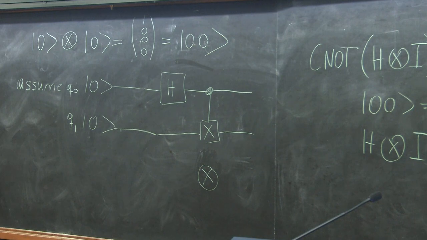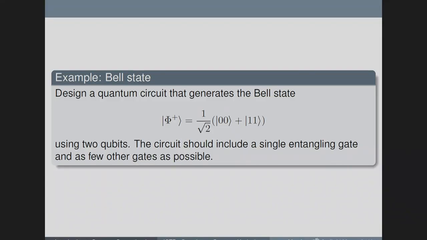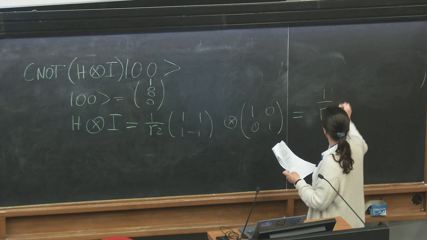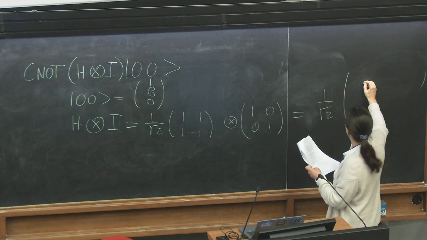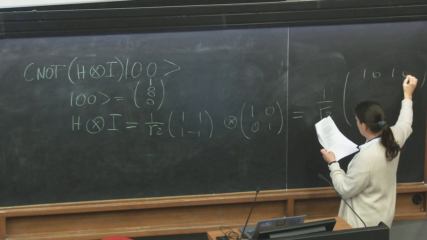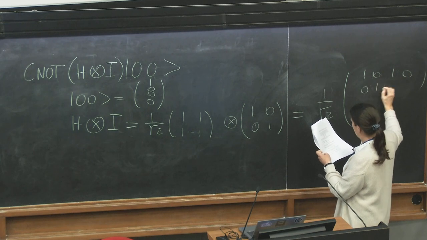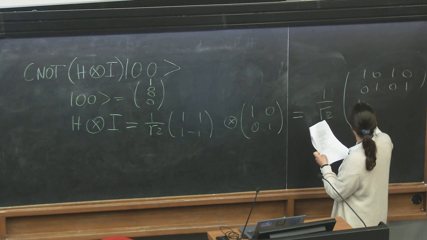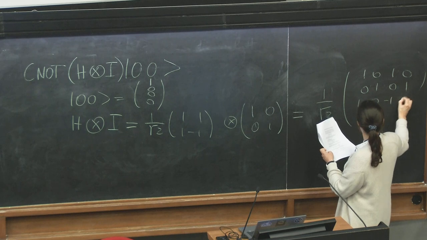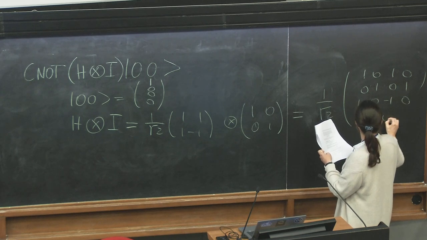This gives you then, what should you get here? Because again, what does the tensor product do? It puts us into a combined state, right? So you should get a 4x4 matrix out. So if you do that, you get 1 over square root of 2 times a matrix with rows 1, 0, 1, 0; 0, 1, 0, 1; 1, 0, -1, 0; 0, 1, 0, -1.